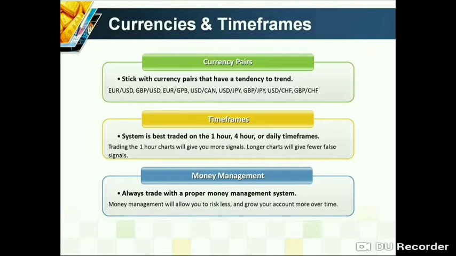Some of the ones that are easy to trade and are trending all the time include the Euro US dollar, the British pound US dollar, the Euro British pound. The US Canadian dollar has a tendency to trend for long periods of time. US dollar Japanese yen, British pound Japanese yen, US dollar Swiss franc, and British pound Swiss franc. All of those currency pairs have a tendency to trend.